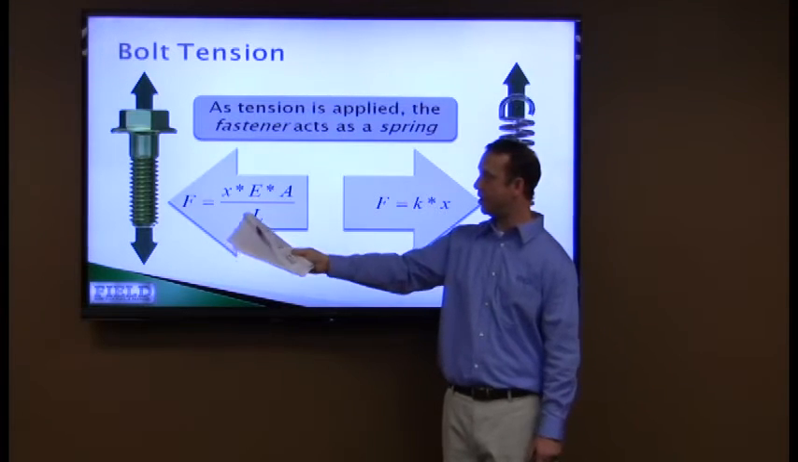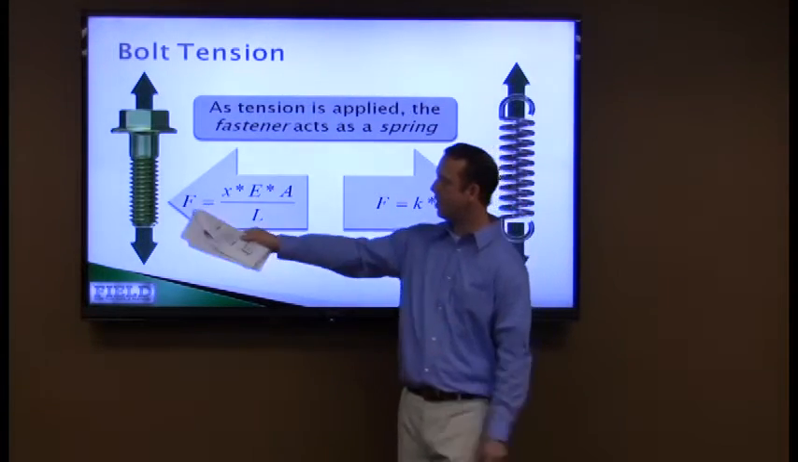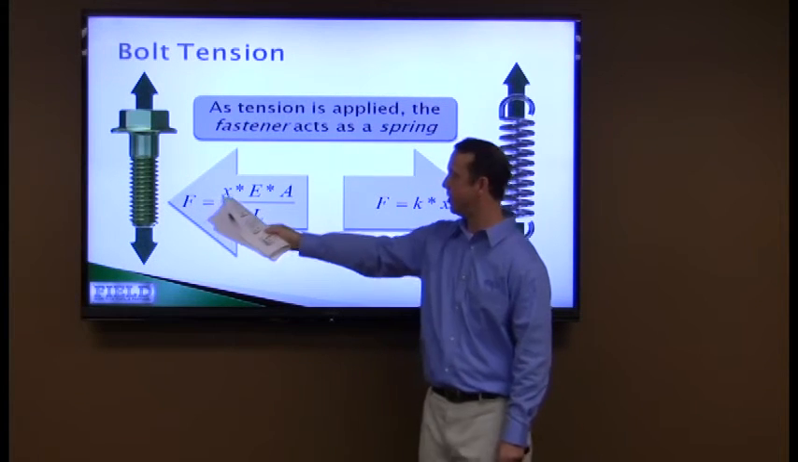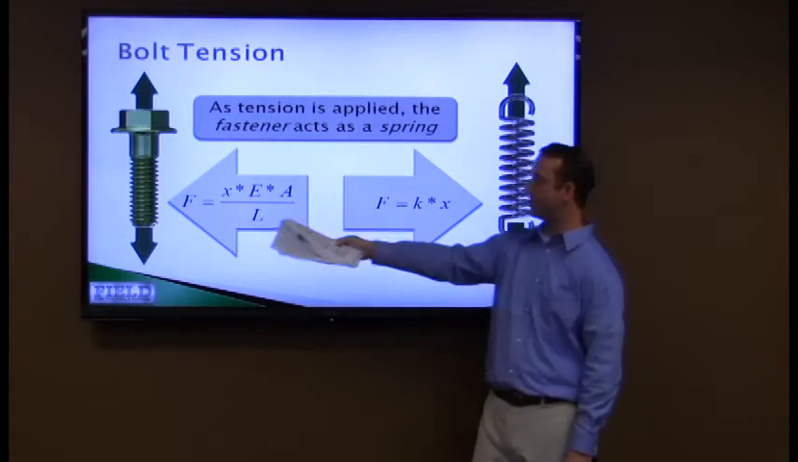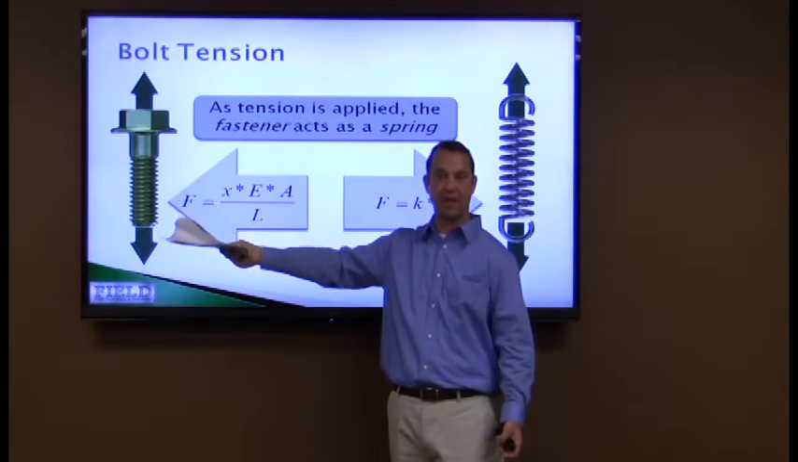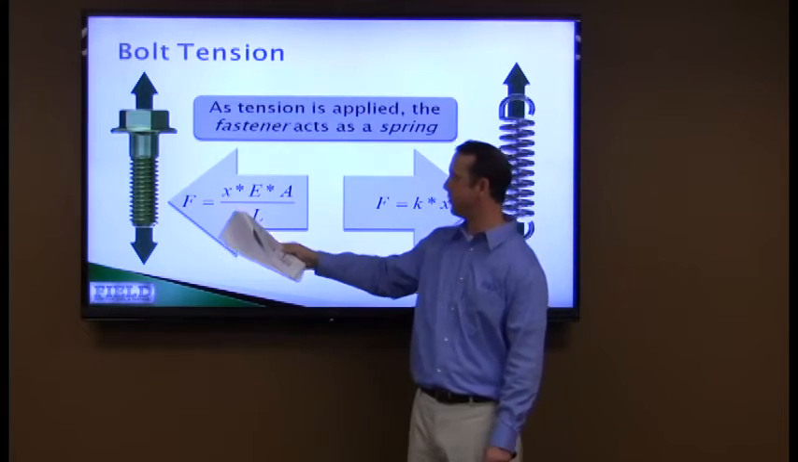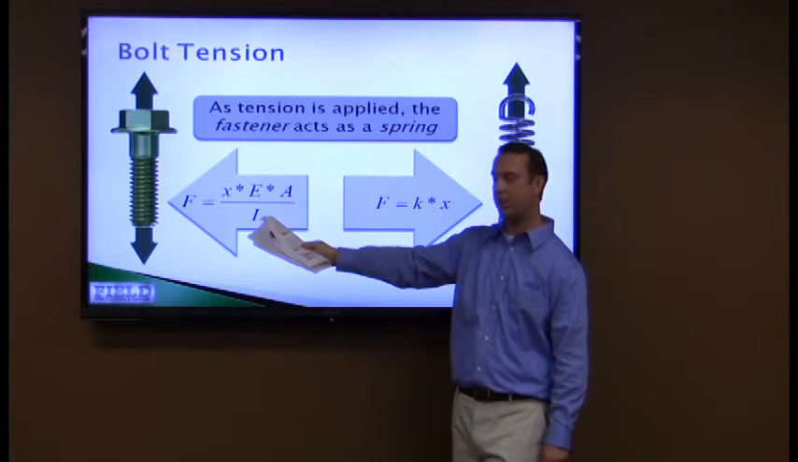With the bolt over here, we use the same kind of formula, only with a slight difference. Again, the big F here is the amount of force necessary to stretch the bolt. We've got an X here, same as the X over here. It's the amount of stretch you're going to put into this bolt, a length, if you're going to stretch that bolt 10 thousandths, 15 thousandths, whatever that's going to be. But then we've got some different variables over here. We have E times A over L.